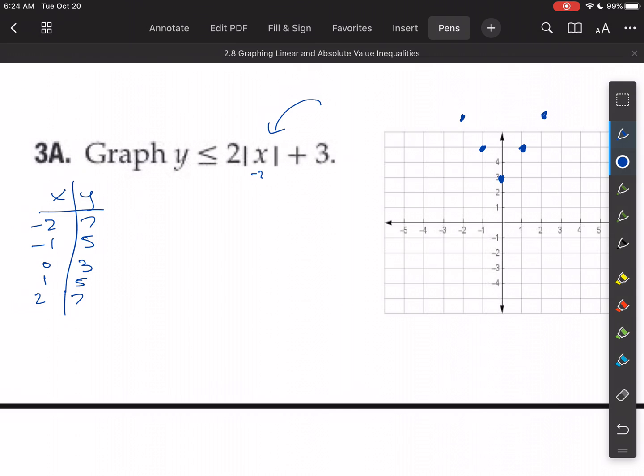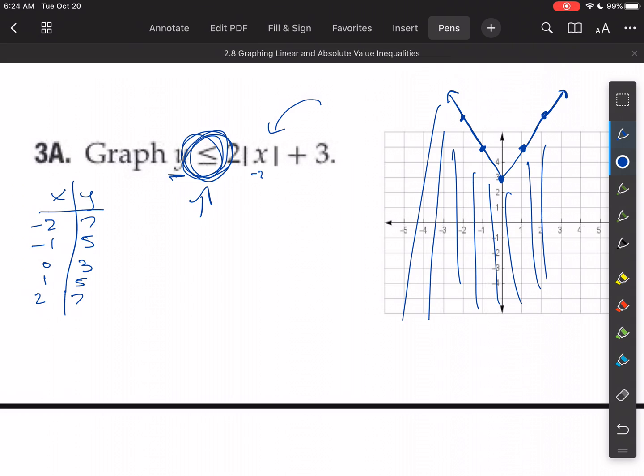Now before I connect it, I want to look here. This is an inequality, right? In this case, it says or equal to, so it's going to be a solid line. If it didn't say that, I would be drawing dotted lines for this V. Okay, so we have this guy happening. And then it's saying the y values are less than that. So to me, less than means underneath.